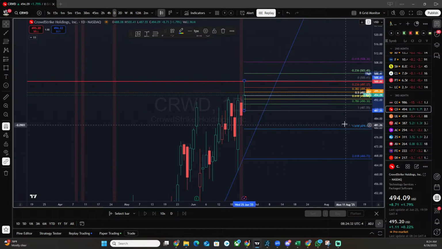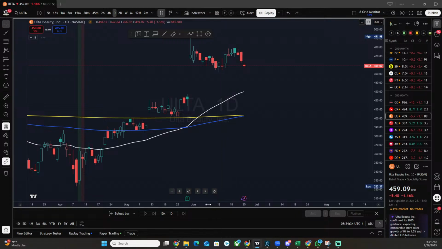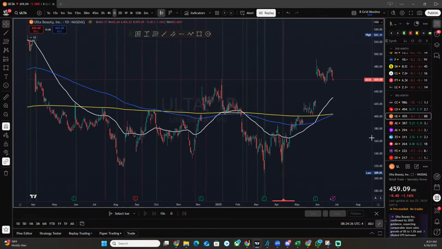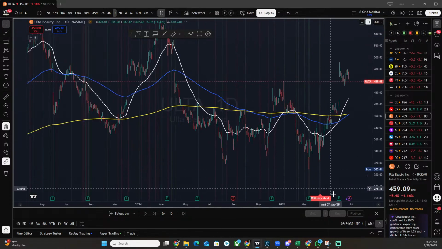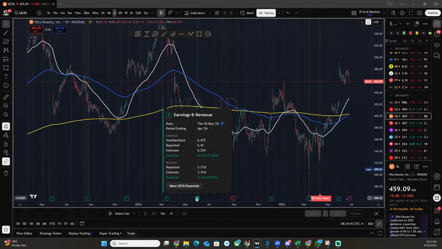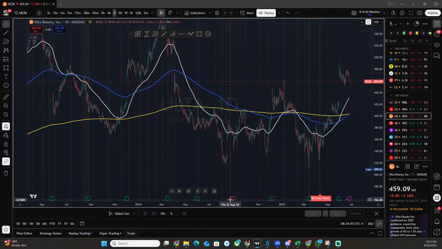Very interesting ticker. This is Ulta. Ulta is one of the ones that kind of confuses me because it always gaps, especially at earnings. Look at that gap here. Look at that gap here. And look at this one. This was more like a spike up. This one didn't gap, but it gapped down. So it tends to do that.